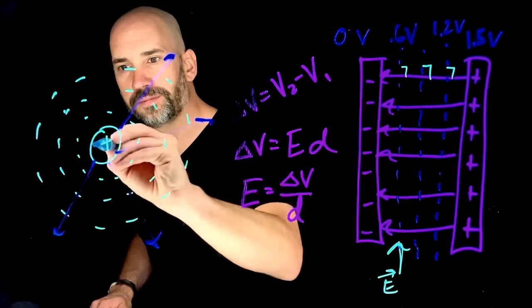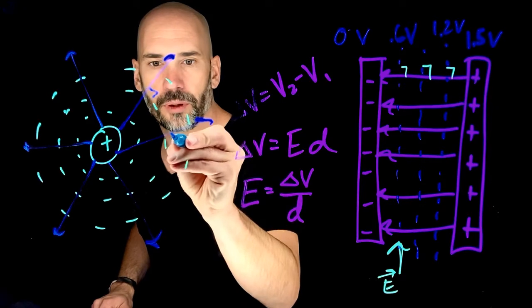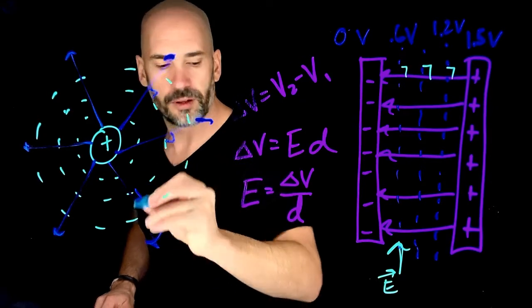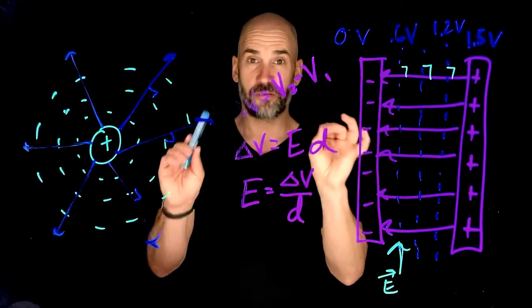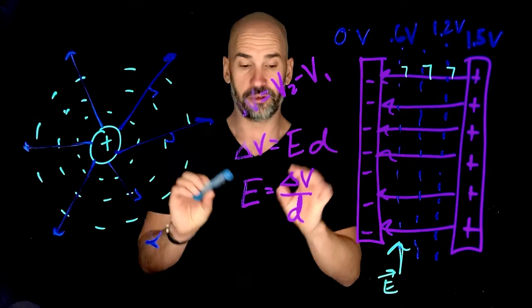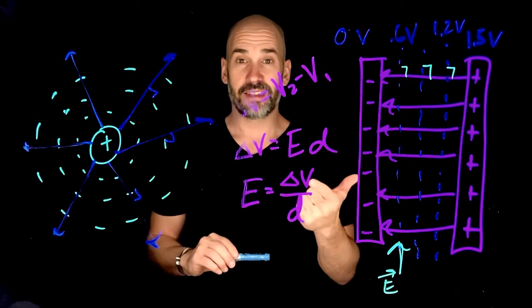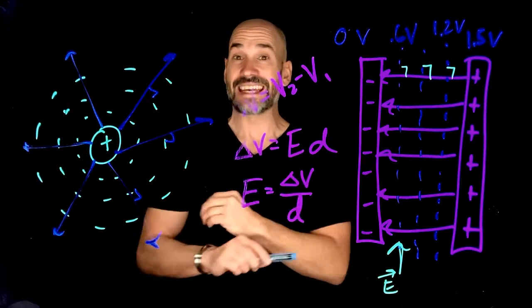So what do you see there? You notice that these are perpendicular, perpendicular, perpendicular. Okay? So we know that electric field lines and equal potential lines are always perpendicular to each other. The second thing we notice, which is almost common sense, is that equal potential lines can never cross.